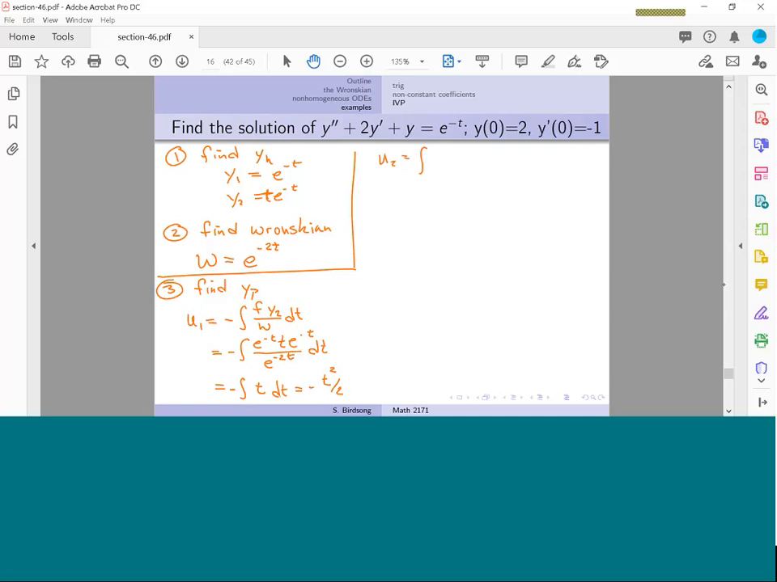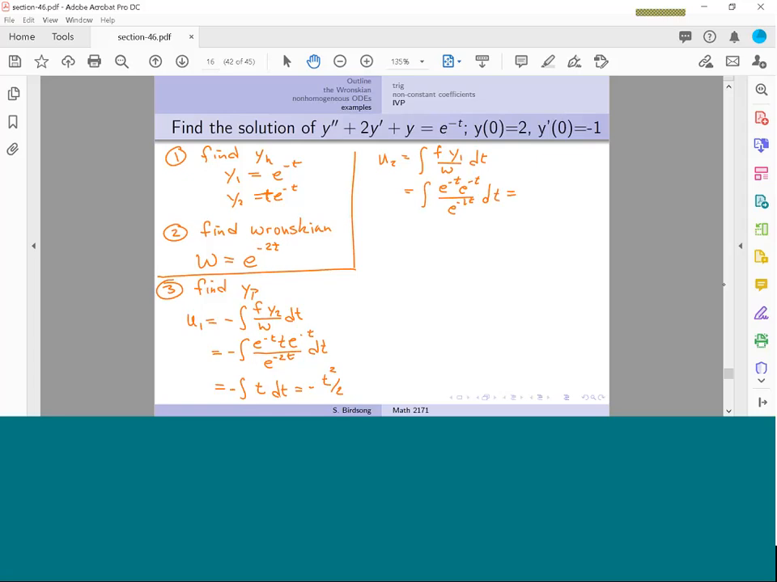So we'll have an integral. We'll have f times the other solution. Make sure the subscripts don't match. So here, when we plug in, our non-homogeneous part is e to the negative t. y1 was also e to the negative t. And we divide by our Wronskian, e to the negative 2t. Anybody grab what that guy simplifies to?